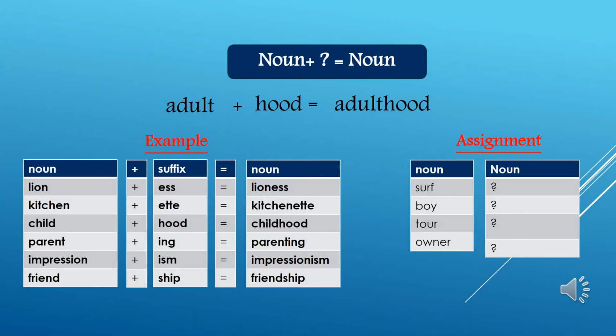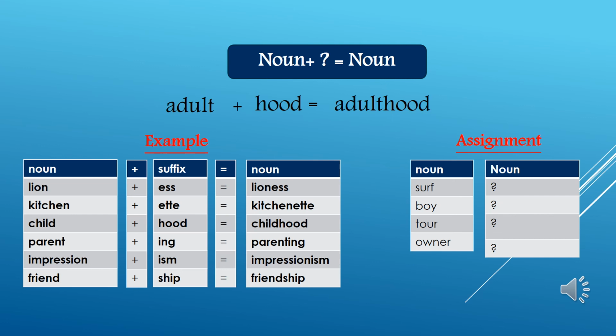You can form a noun from a noun also. Yes, noun plus a specific suffix can create another noun. How? Look at the example. Adult. Adult is actually a noun, and the suffix hood is added. So adult plus hood is equal to adulthood, and adulthood is another noun. So a noun is derived from a noun itself.